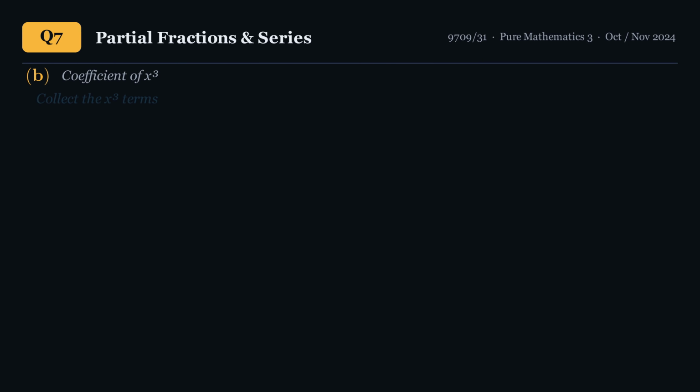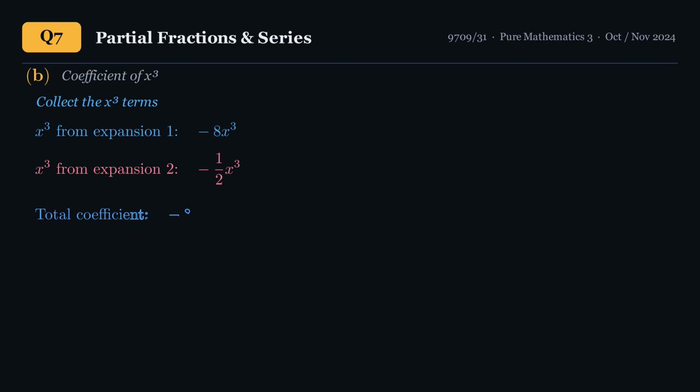Multiply out to get 3/2 plus x minus 3/4 x squared minus half x cubed. Finally, add the x cubed terms from both expansions. From expansion 1 the x cubed term is minus 8x cubed. From expansion 2 the x cubed term is minus 1/2 x cubed. Add them, minus 8 minus a half equals minus 17 over 2. So the coefficient of x cubed is minus 17 over 2.